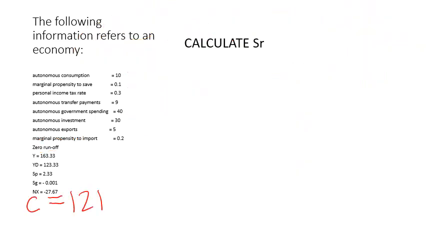So here, what we're asked to do is calculate SR. Okay? So what is SR? S for savings and R for the rest of the world. In other words, our trading partners, our major trading partners. Okay? So, let's see now.